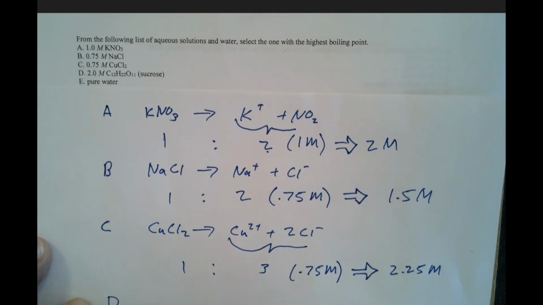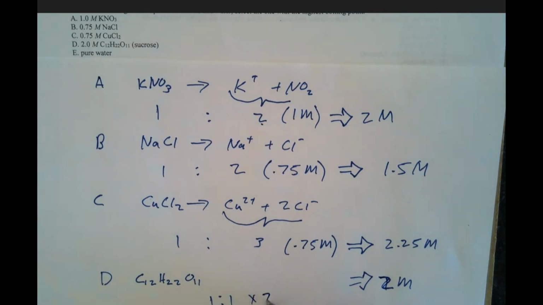D, now we have a non-electrolyte. I'd want you to look and say, there's no metals, there's no ion, this must be molecular. So I get what I get there. It says 2 molar on the bottle. I might come up with a 1 to 1, doesn't dissociate. Yeah, 1 to 1, so times the 2.